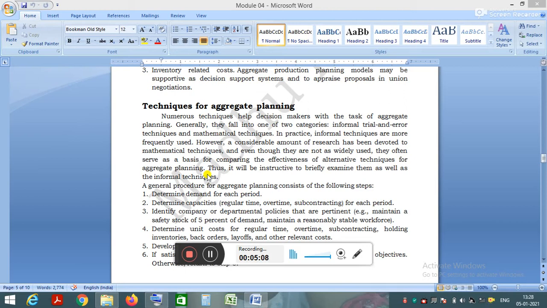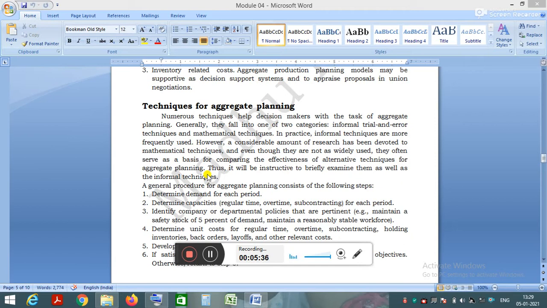It may be in terms of quarters, months, or weeks. It depends on the product. First, we need to determine the demand for each period. Once the demand is determined, the next step is to determine the capacities. What is the capacity of the plant?